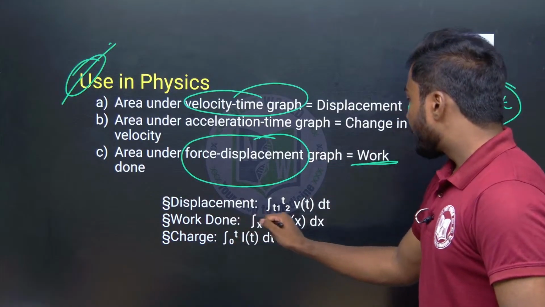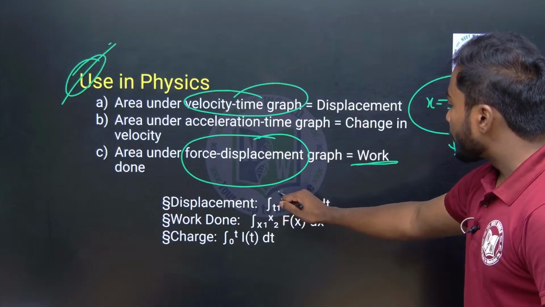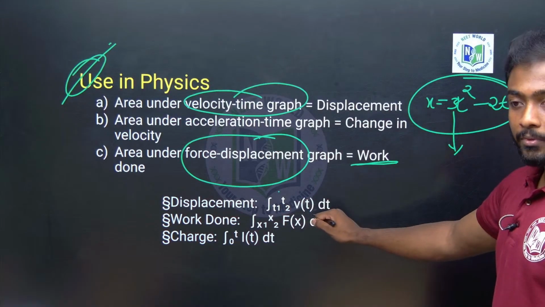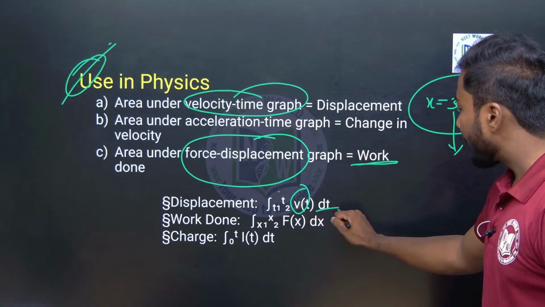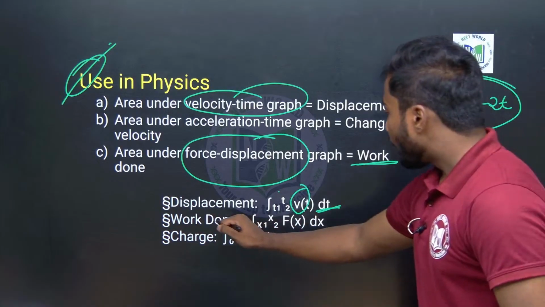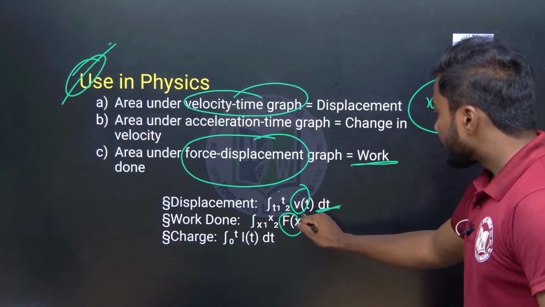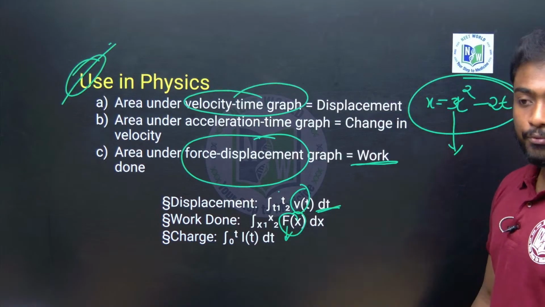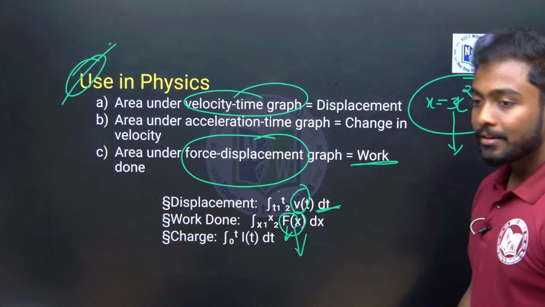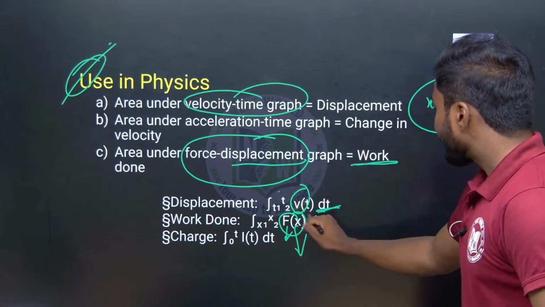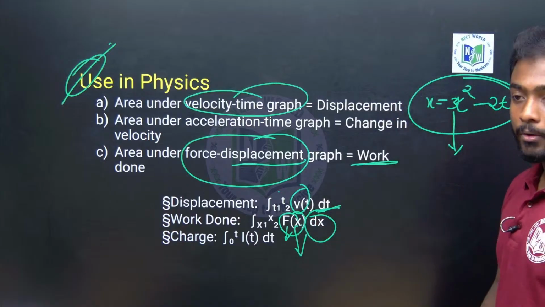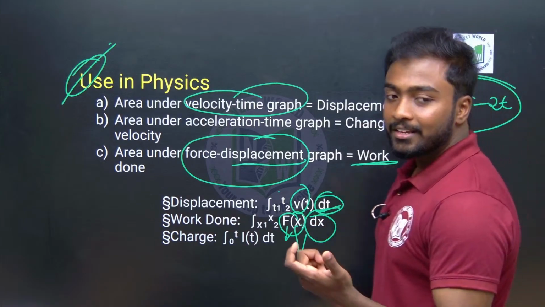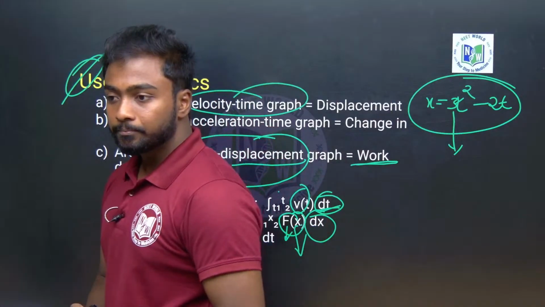Okay. So displacement is integral of t1 to t2 of v of t with respect to dt, where v is nothing but velocity with respect to time. Then work done, f of x, where f is nothing but force, x is nothing but displacement. So with respect to displacement, here displacement is changing, there time is changing. Okay. So dt is nothing but change in the variable.